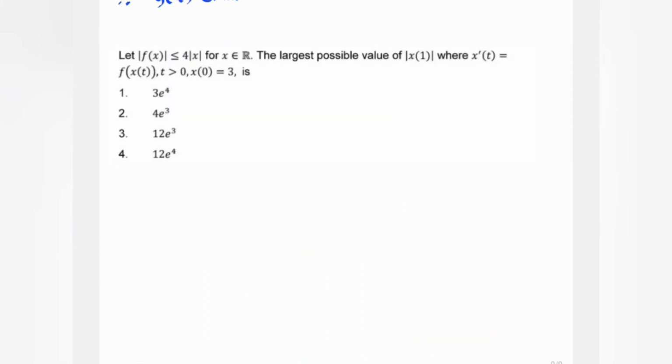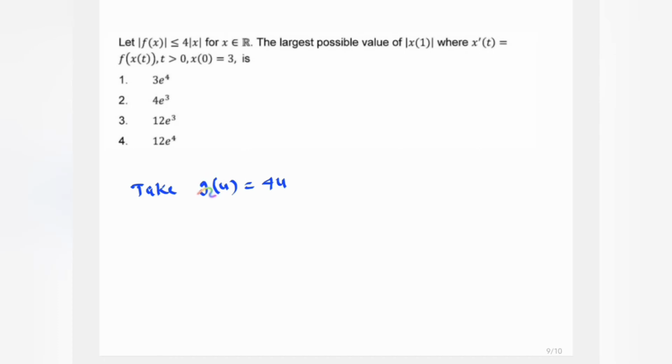Let's discuss another problem from CSIR NET December 2009, which is the second paper held for Assam. The problem is: let mod f(x) be less than or equal to 4 mod x for x belongs to R. What is the largest possible value for mod x(1), where x dash t equal to f of x(t) for t greater than 0, and the condition is x(0) equal to 3? So we have to find the largest possible value of x(1).